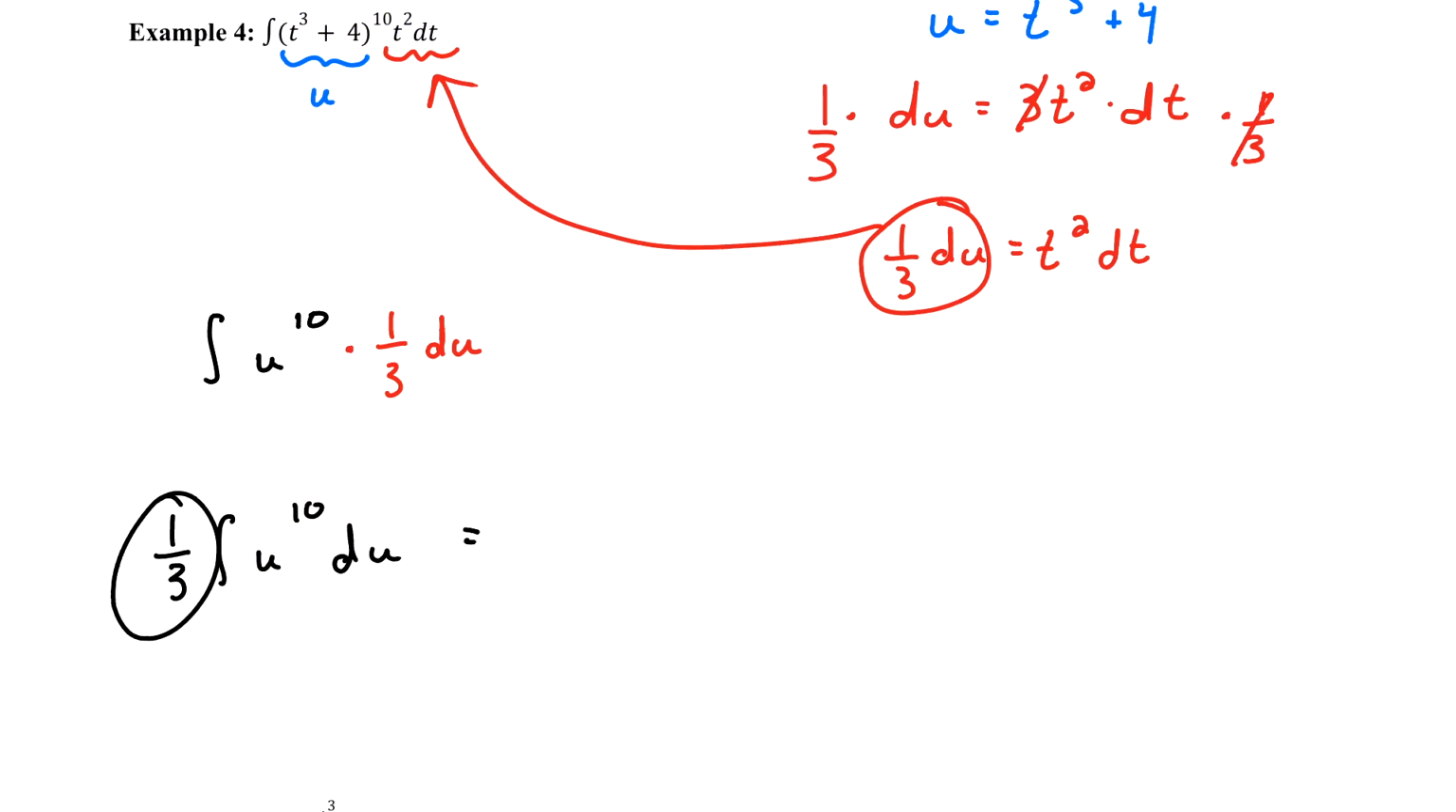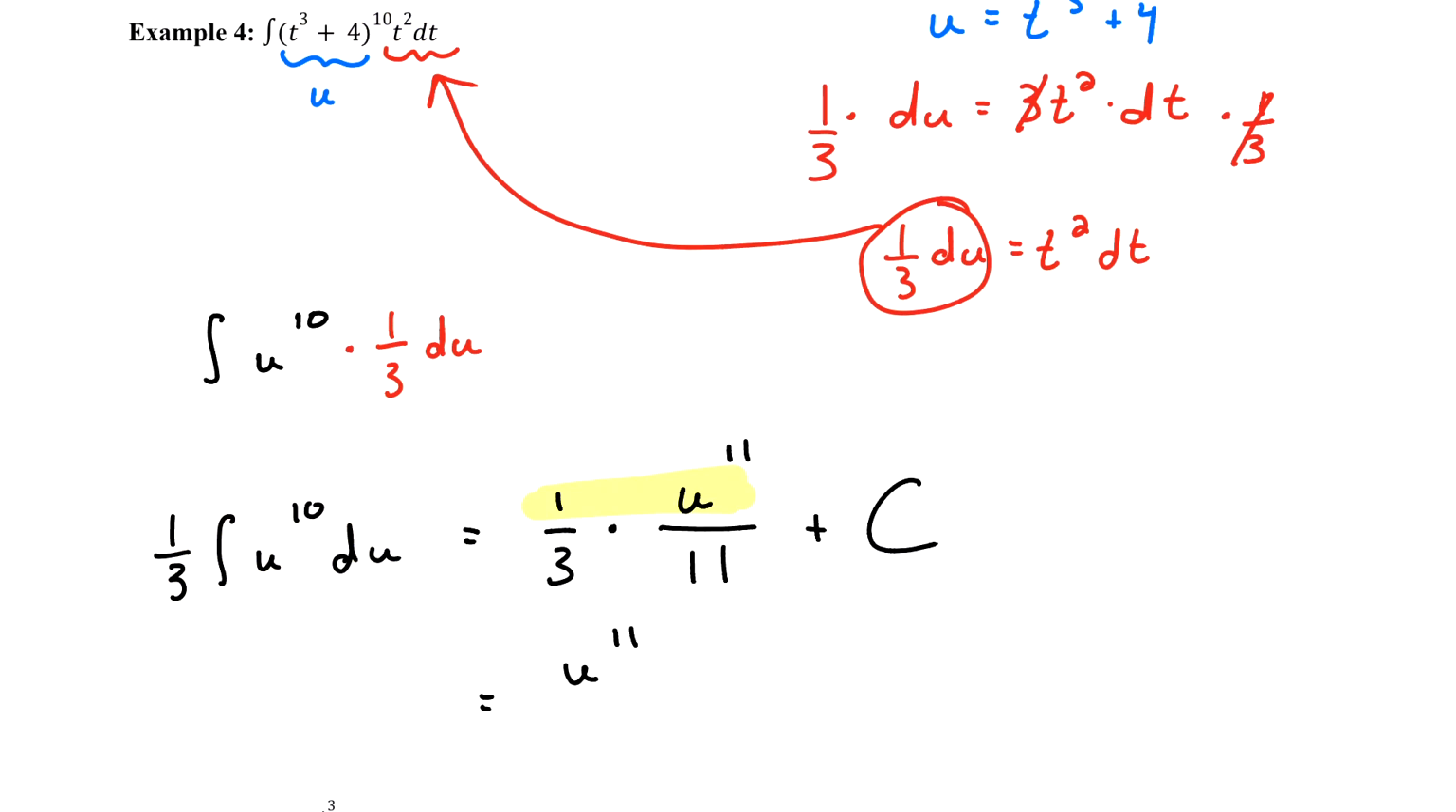The 1/3, that's a constant multiple, means it's just going to come along. We're going to multiply our antiderivative by 1/3. Here, u to the 10th du, we're going to use our power rule, so adding 1 to the power will give us u to the 11th power, divided by my new power, which is 11. I've done my power rule, so that means I need to add my constant of integration c. And then after this, there's just a little bit of simplifying that needs to be done. I'm going to go ahead and multiply these two fractions. 1 times u to the 11th, well, that would just be u to the 11th power.